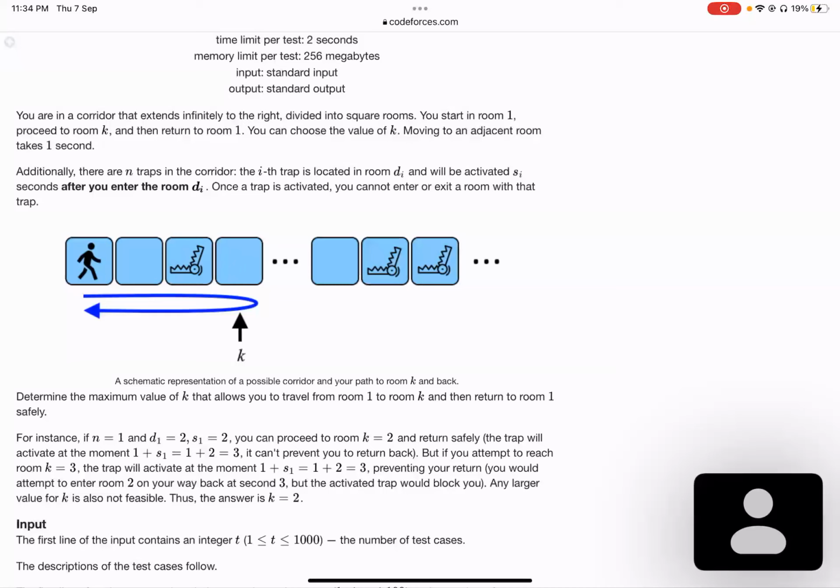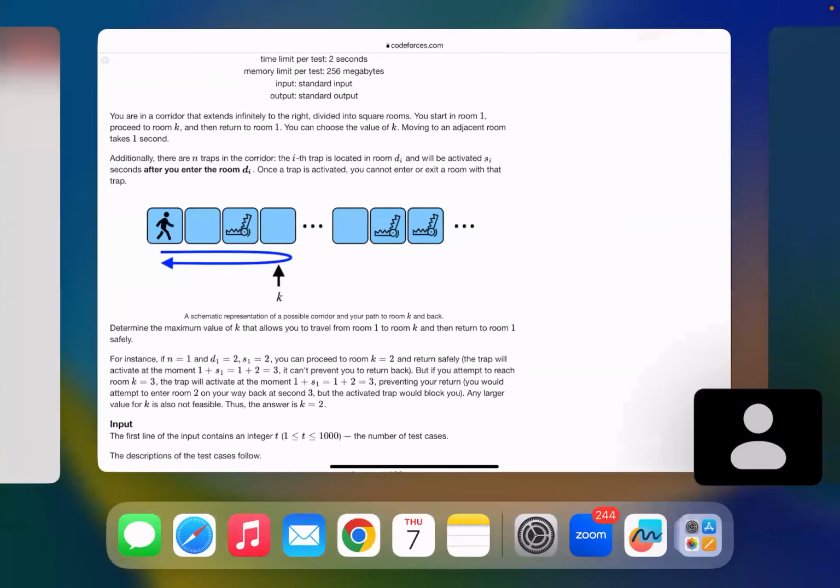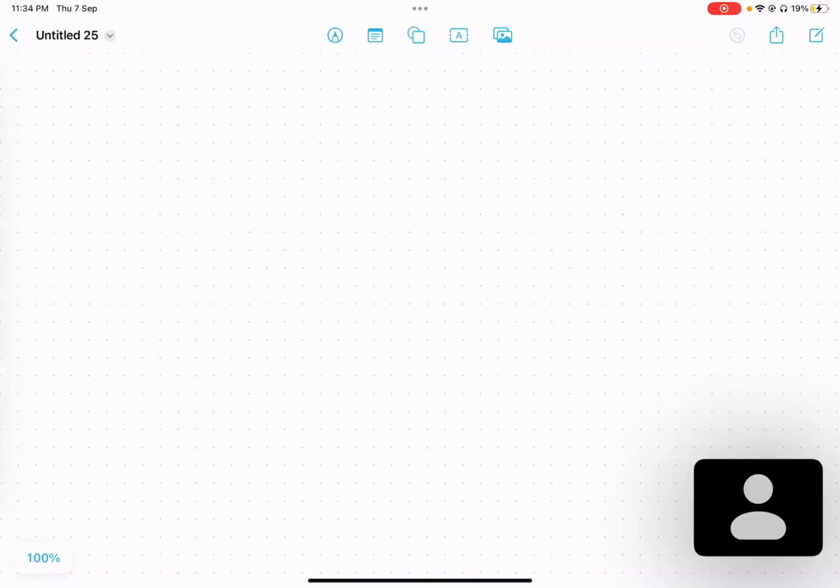Now the question is saying that there exist n traps and the ith trap is located at room Di, and it will be activated Si seconds after you enter the room Di. Once a trap is activated, you cannot enter or exit a room, and we need to maximize the value of K. So I will explain the question in a better manner.